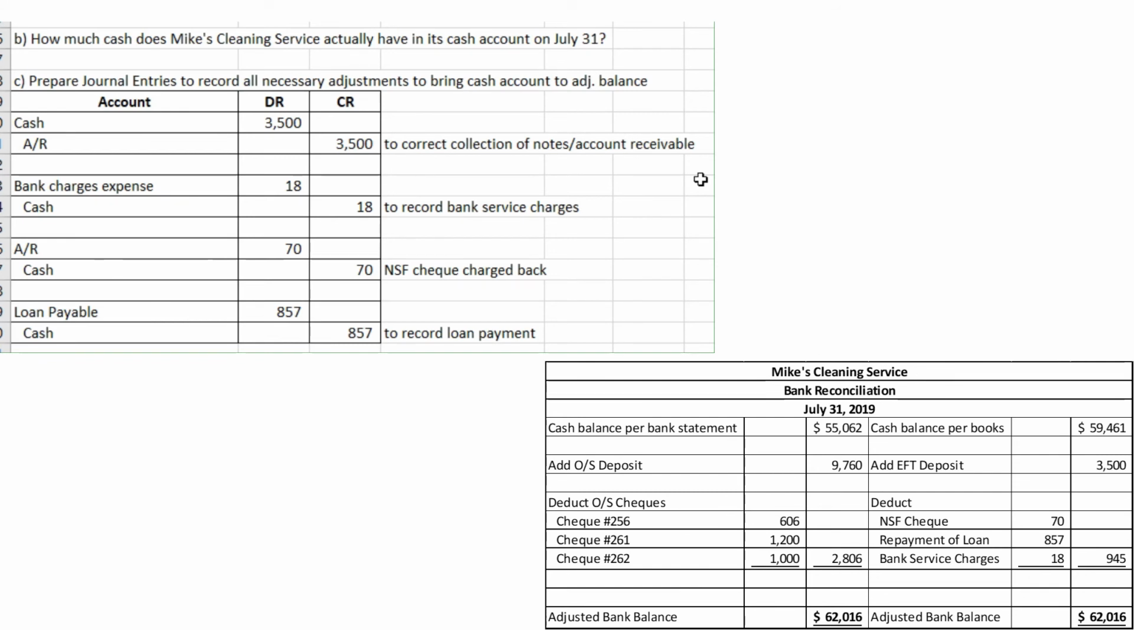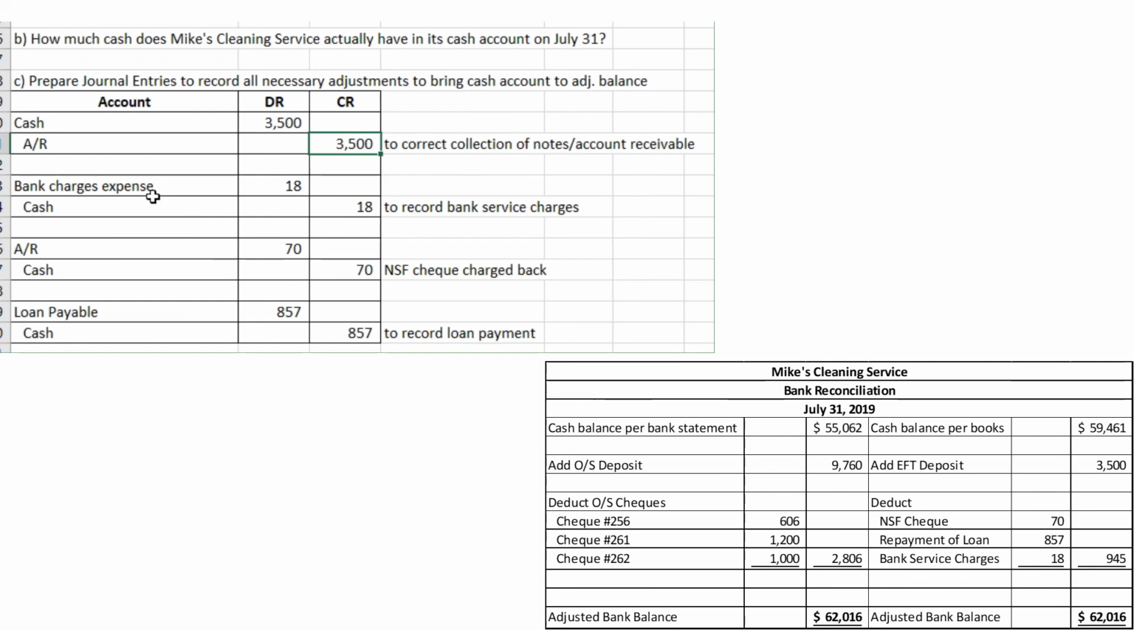In order to get our general ledger to match that, there are 4 transactions we need to record. They're on the screen. So if you look at our bank reconciliation from the previous slide, which I will include here, we had 4 items. We had an EFT deposit that was not recorded in the general ledger, so we need to increase our cash with a debit, with a decrease to our accounts receivable for that customer account, so a credit.